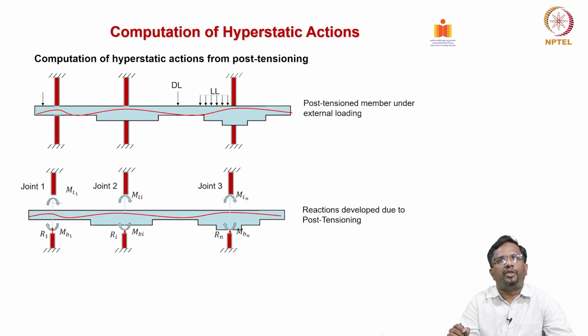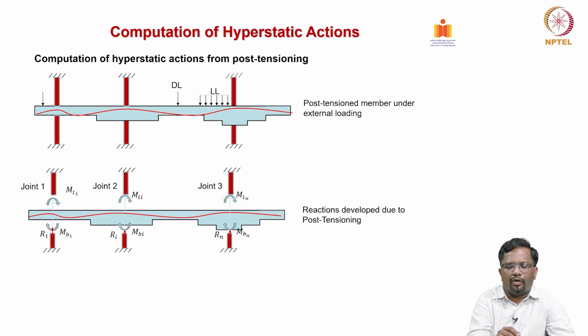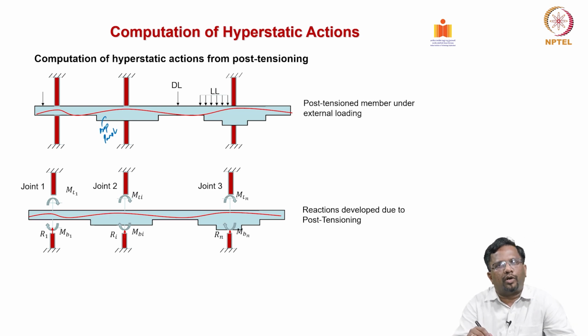How do you compute the hyperstatic actions which are coming from post tensioning? So, this is a simple equivalent frame of a flat slab that you are seeing here. For example, here you have a drop panel, and here you have a drop panel with a capital, and then you have a column above and a column below, which are typically assumed to be fixed.